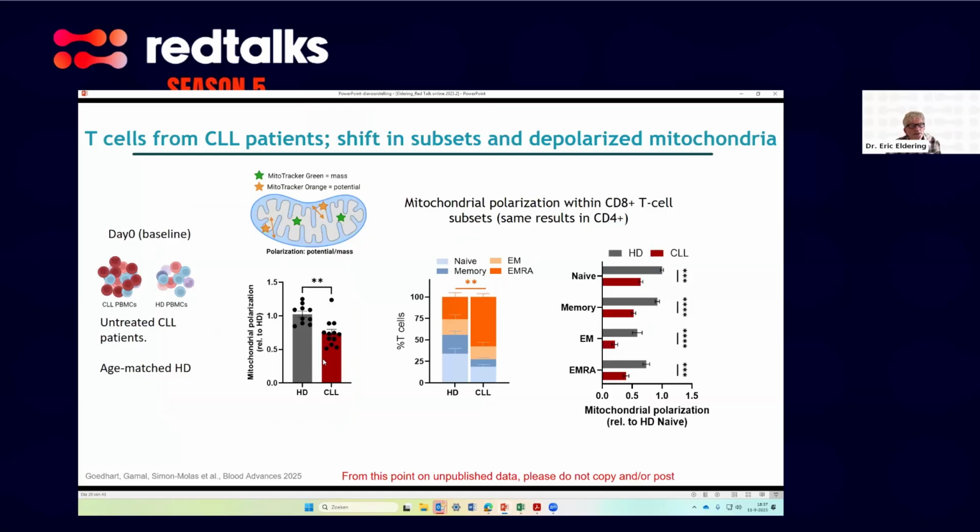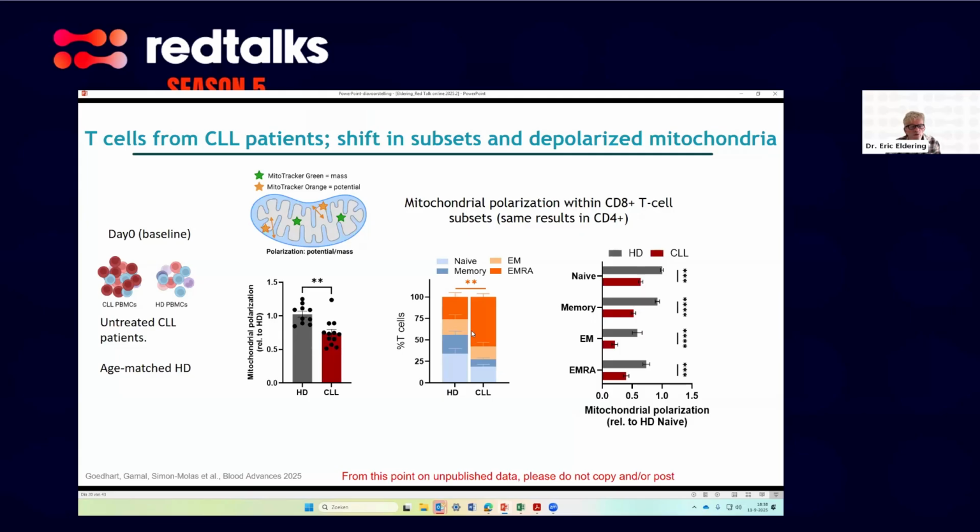Some first indications that the mitochondria of CLL T cells, as we call them, are altered is just looking at unstimulated day zero baseline, and we can see that the mitochondrial polarization of the CLL T cell mitochondria is reduced. And this is true for the various T cell subsets.